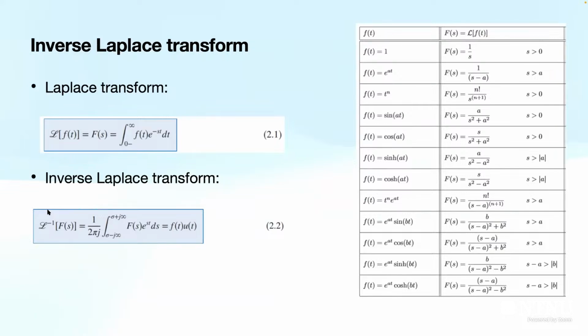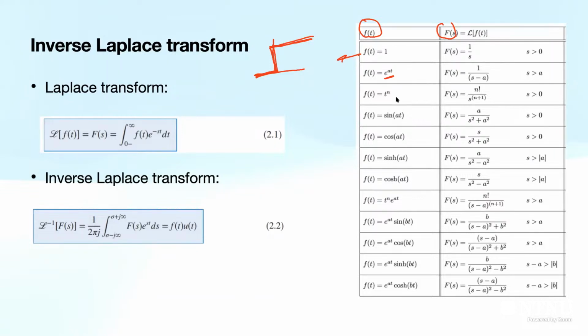And as you can see here in this table, in the left-hand side, we have these functions of t, those functions in the time domain, and in the right-hand side, we have F of s. So if you have a step function, f of t equals 1, it means it's a step input. If you want to convert it into the S domain, it would be 1 divided by s.